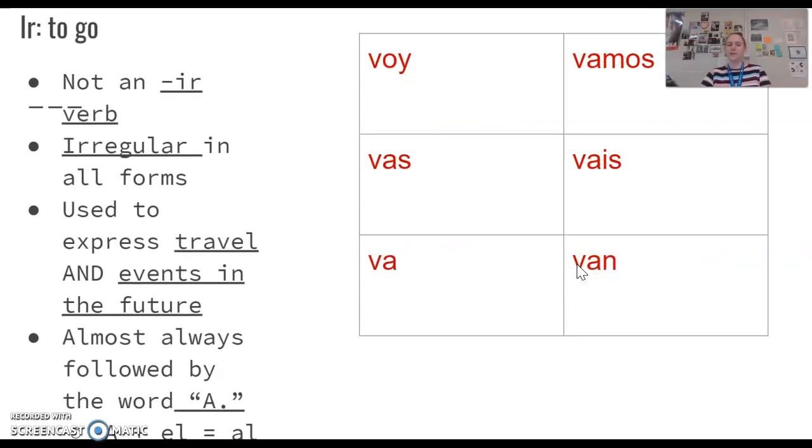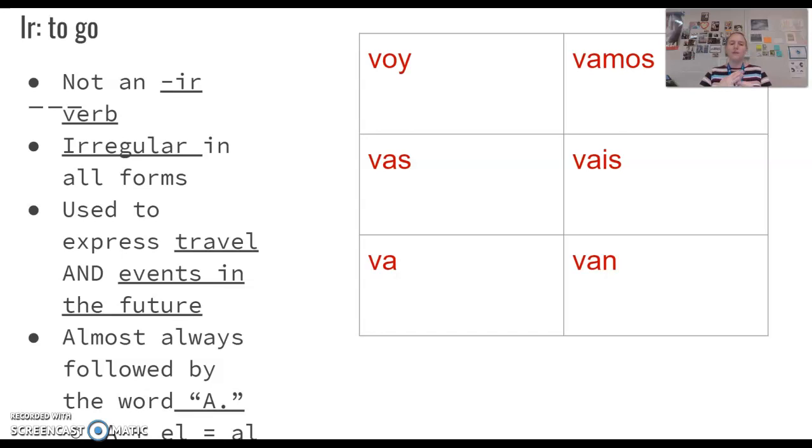Ir is to go. I didn't put animation on this page, but that's okay. Ir is not an IR verb. It is irregular in all of the forms that you're going to see it until you get into like Spanish 4, Spanish 5, and you get into the conditional and future tenses. It's used the same way in Spanish as it is in English. So it's used to express travel and events in the future.